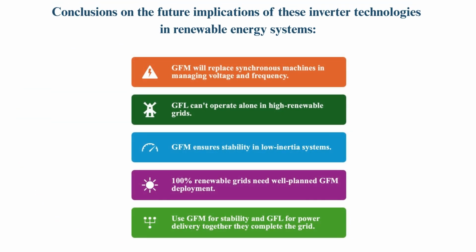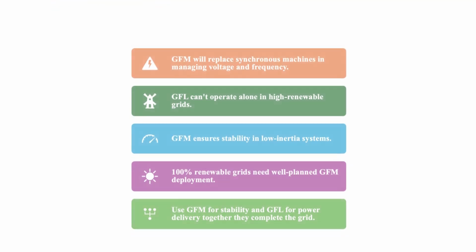GFM replaces synchronous machines for voltage and frequency control. GFL can't work alone in high renewable grids. GFM brings stability in low inertia systems. Future grids need well-planned GFM deployment. Combining GFM for stability and GFL for delivery completes the grid.